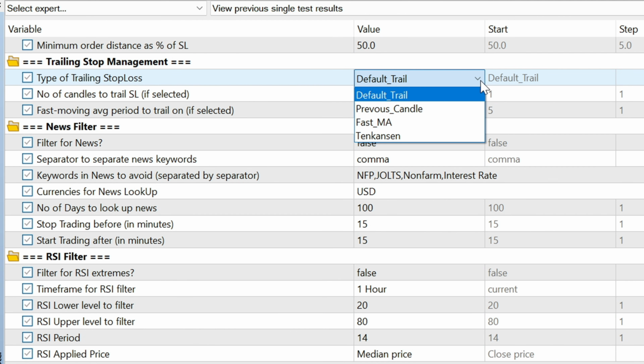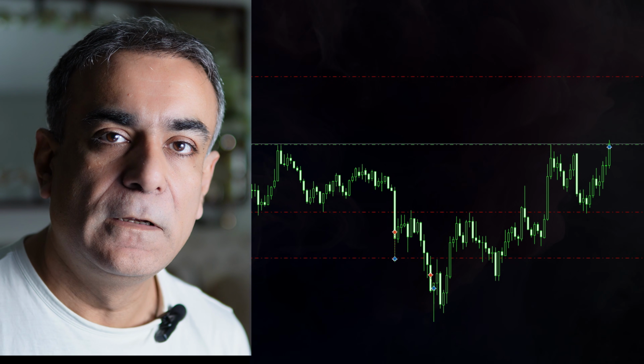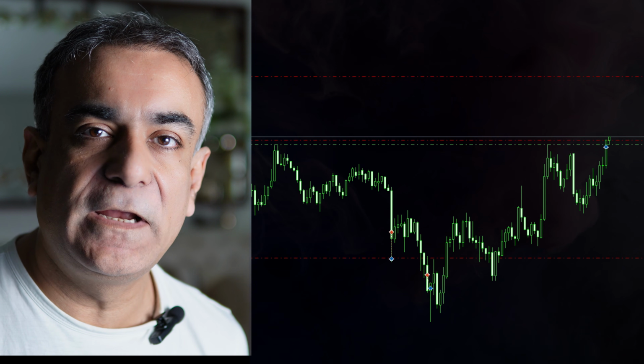But then I've also added other types of trailing stop losses. The first time the stop loss is going to move is when the price moves into profit. So it will be like the normal default trailing stop loss.